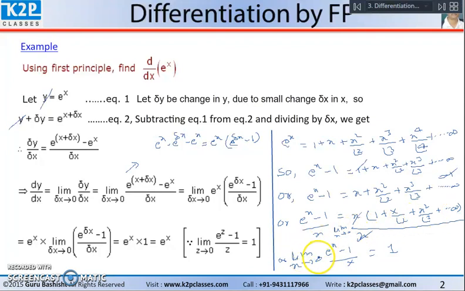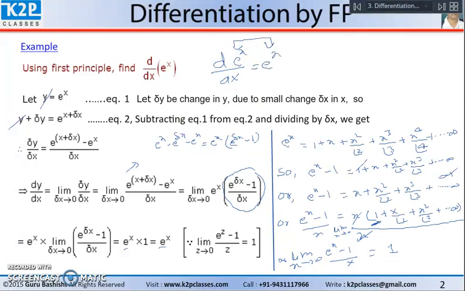And if limit delta x tends to 0, all terms having x to any power, either x to the power 1 or x to the power 2, become 0 except the first term. The answer is 1. So 1 multiplied by e to the power x equals e to the power x. So e to the power x is the only function whose differentiation is itself, meaning d(e to the power x) by dx equals e to the power x. Both are same.